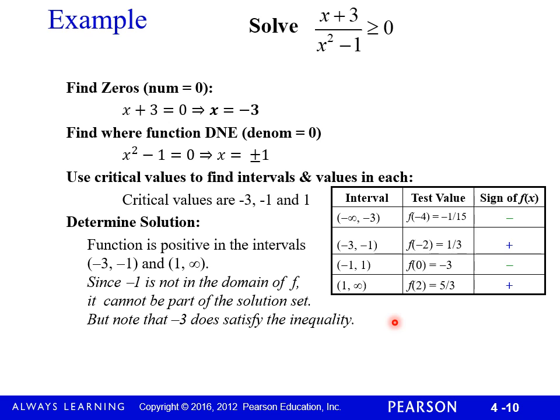Since -1 is not in the domain of f, it cannot be part of the solution set, but note that -3 does satisfy the inequality because it does equal 0. And so the solution set is bracket -3, comma -1, parenthesis. Again, we include the 0, but we do not include the domain part of the problem. Union, parenthesis 1, comma infinity. And again, we don't include the value of 1 because it's not a 0. It's possible to include the zeros when we have greater than or equal to or less than or equal to, but we never include the values that make the function undefined.